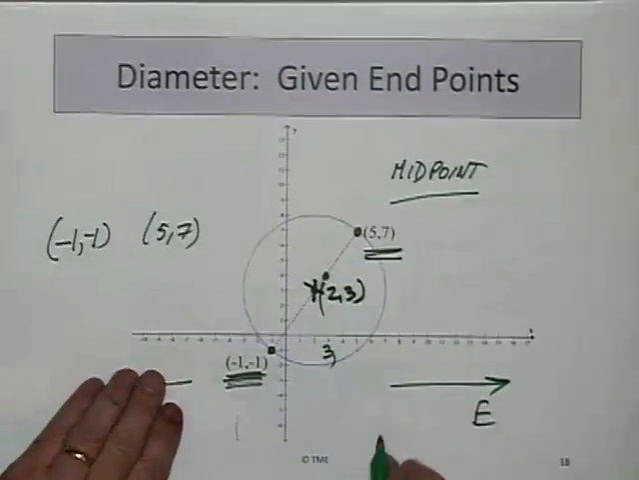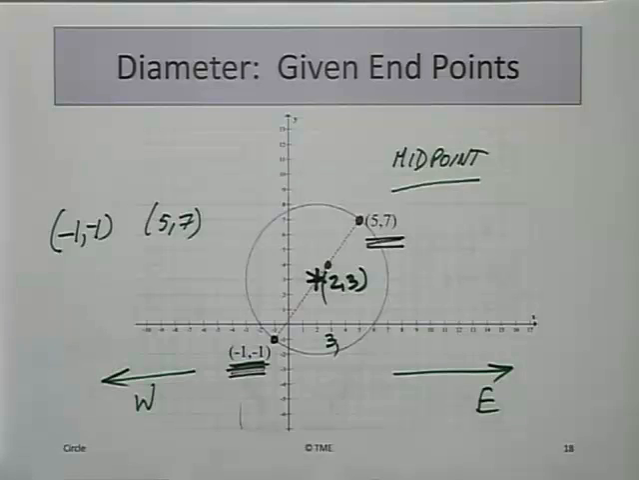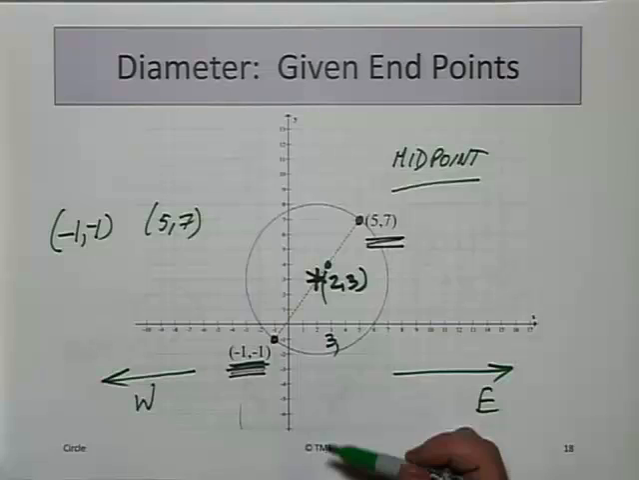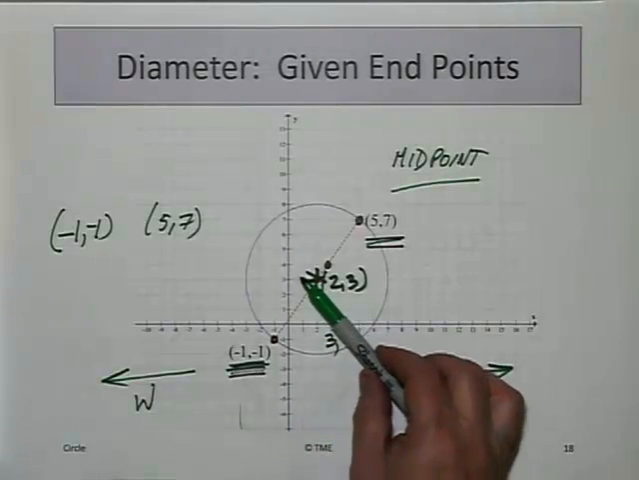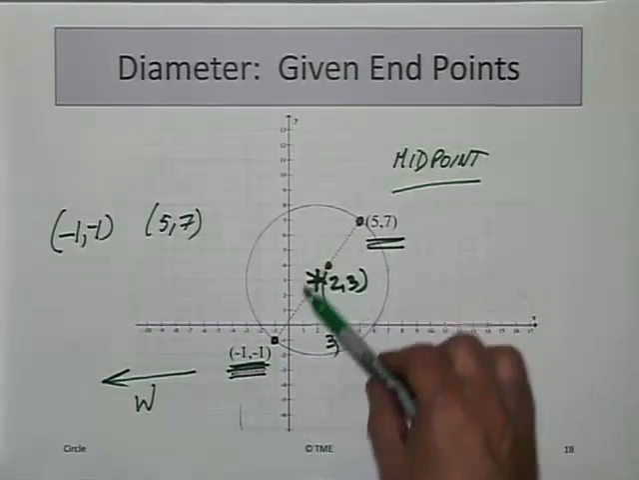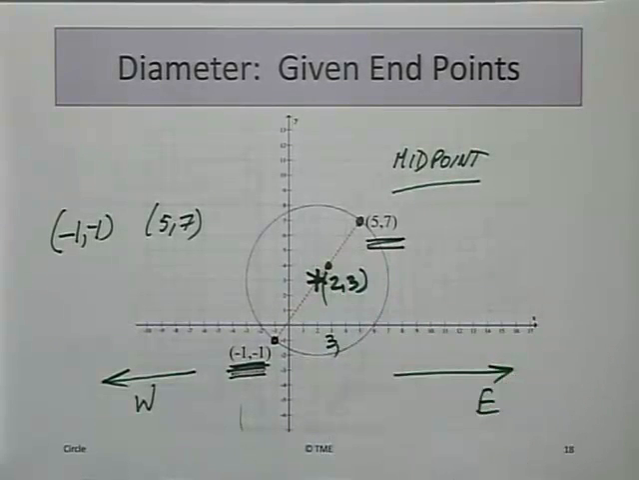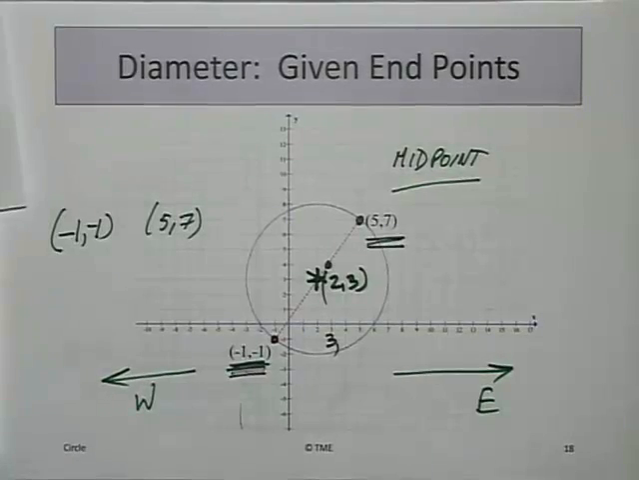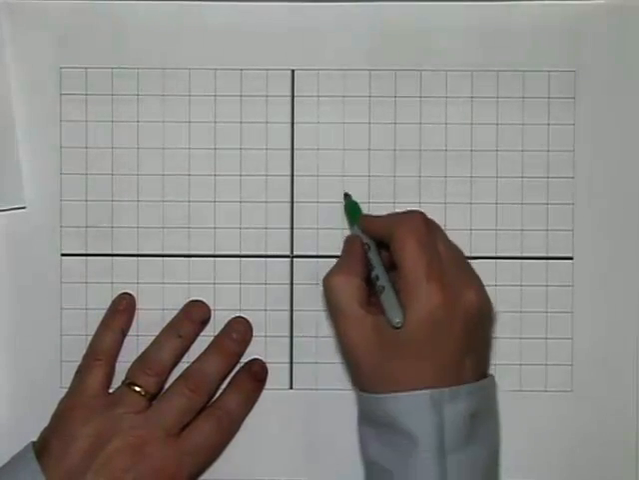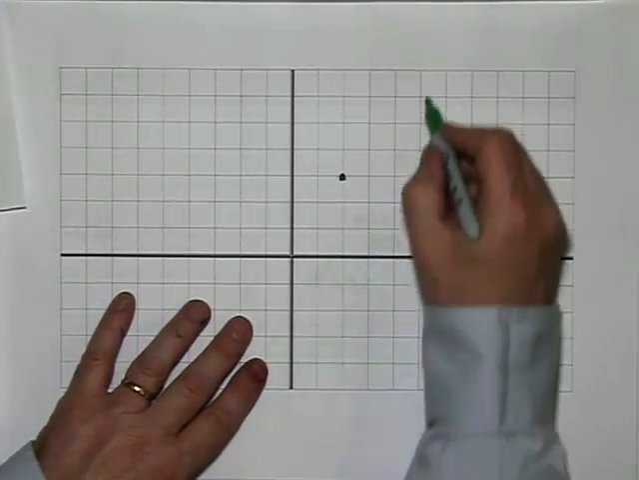Now, if you did find the center of the circle, and you found it was at 2, 3, which is here, that gives you the center. How would you find the radius? What's the radius? It's the distance from 2, 3 to either of those points, isn't it? So how far is 2, 3 from 5, 7? Well, again, using the information on the line, you'd say 2, 3 is here, and 5, 7 is here.